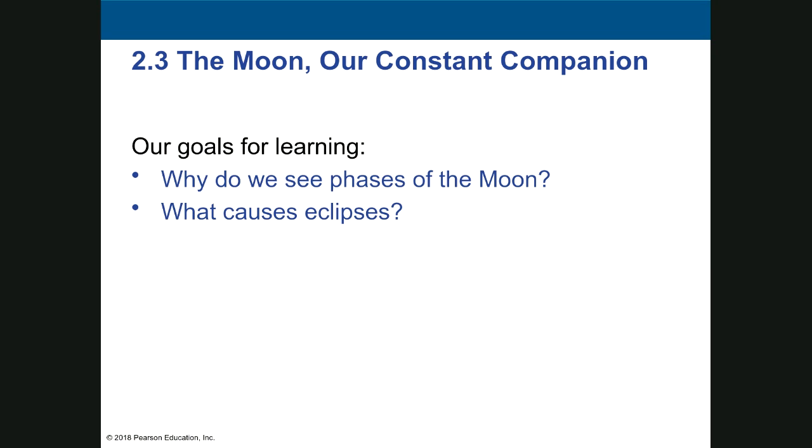Okay? So now we get to the interesting thing. We'll talk about the moon and then review it. But we want to talk about our constant companion. The two big objects we see are the moon and the sun. And how do we see them? We talked about how we see the sun. It's angled, at a 23-degree angle.